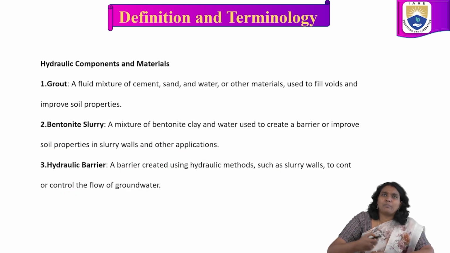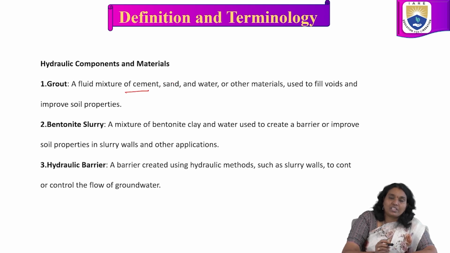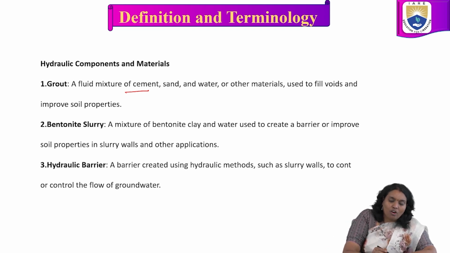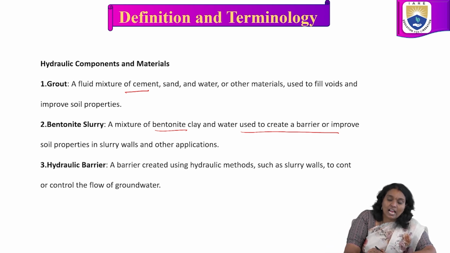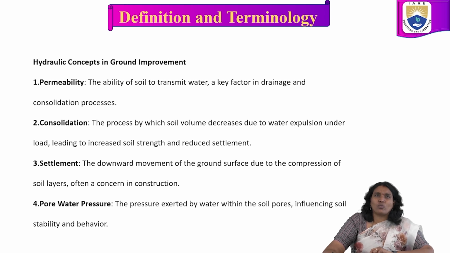In hydraulic components and materials, grout, bentonite slurry, hydraulic barrier, these are the various materials which we use. Grout: a fluid mixture of cement, sand and water, other materials used to fill voids and improve soil properties. Bentonite slurry: a mixture of bentonite clay and water used to create a barrier or improve soil properties in slurry walls and other applications. Hydraulic barrier: a barrier using hydraulic methods such as slurry walls to contain or control the flow of the groundwater. These are the various components which we are going to use.